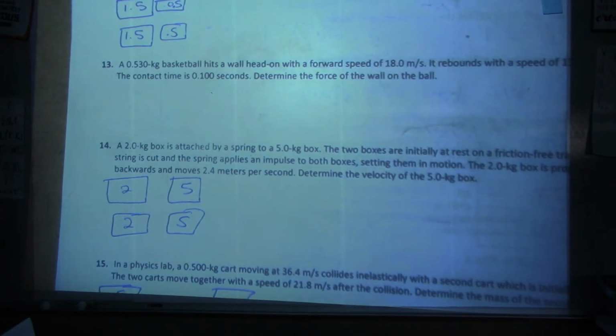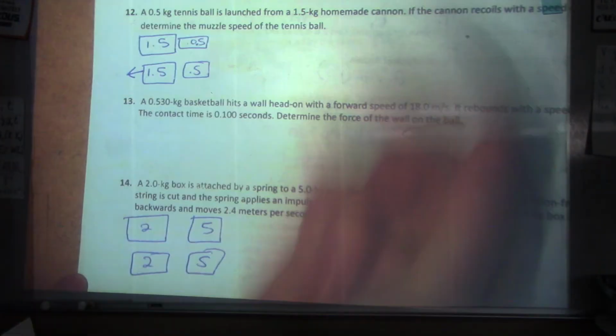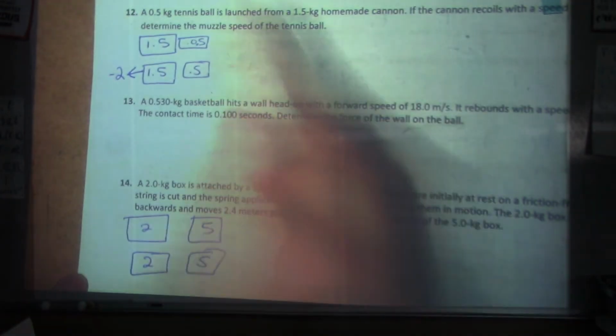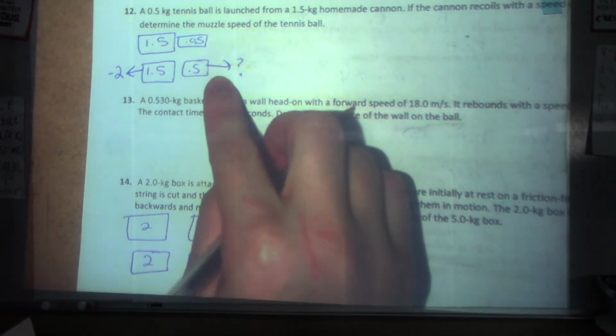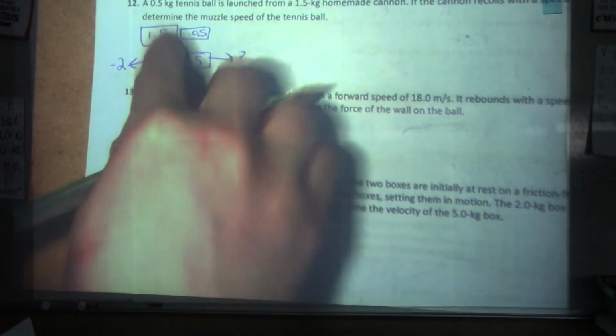A 0.5 kilogram tennis ball is launched from a 1.5 kilogram cannon. The cannon recoils with a speed of 2, so that's going backwards at -2. And I want to know what this velocity is. Well, this one is lighter, so it must be going faster. And the key here is they both were at rest before the tennis ball was launched.